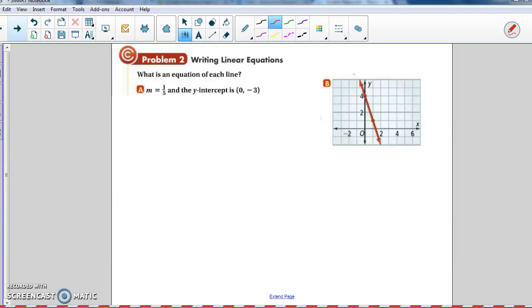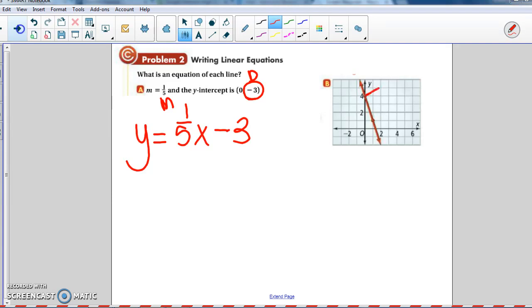Writing linear equations. What is an equation of each line? M equals 1/5, and the y-intercept is (0, negative 3). So this is the b part, this is the m. Y is equal to 1/5 x minus 3.